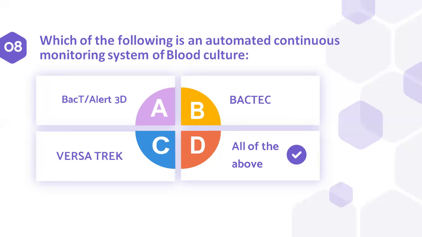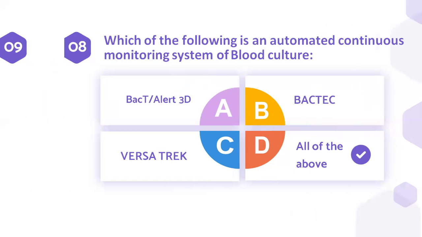Next, Versatrek. It detects mycobacterial growth automatically by monitoring the rate of oxygen consumption within the headspace of the culture bottle every 24 minutes. So here the right answer is option D, all of the above.